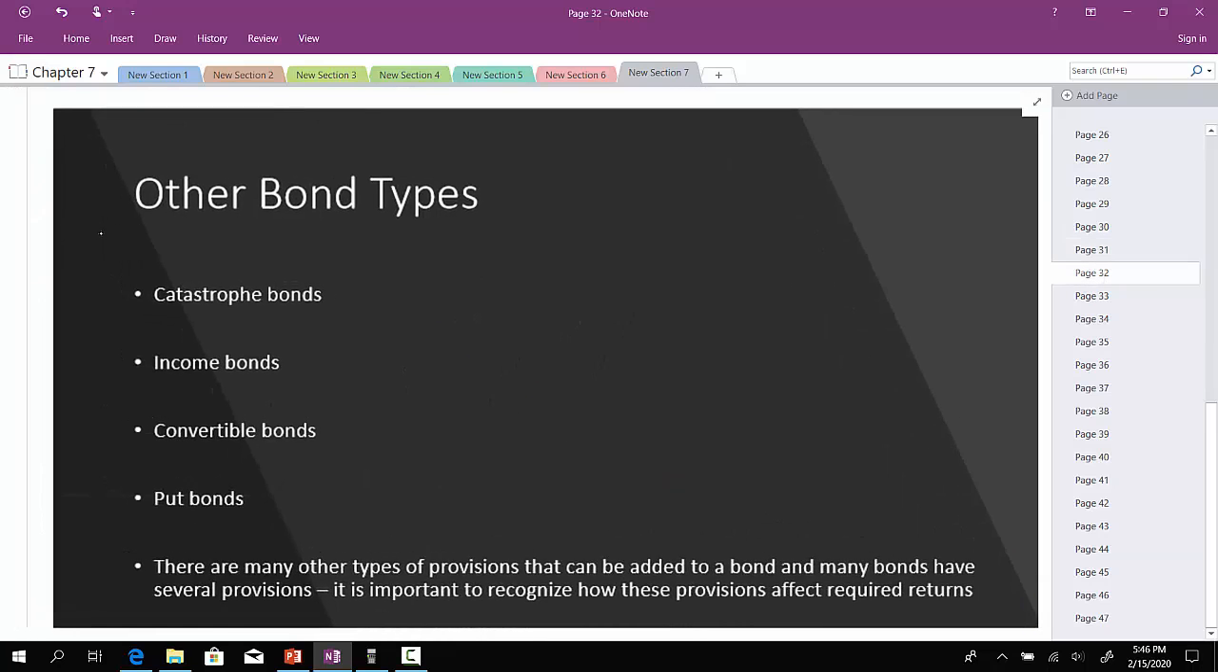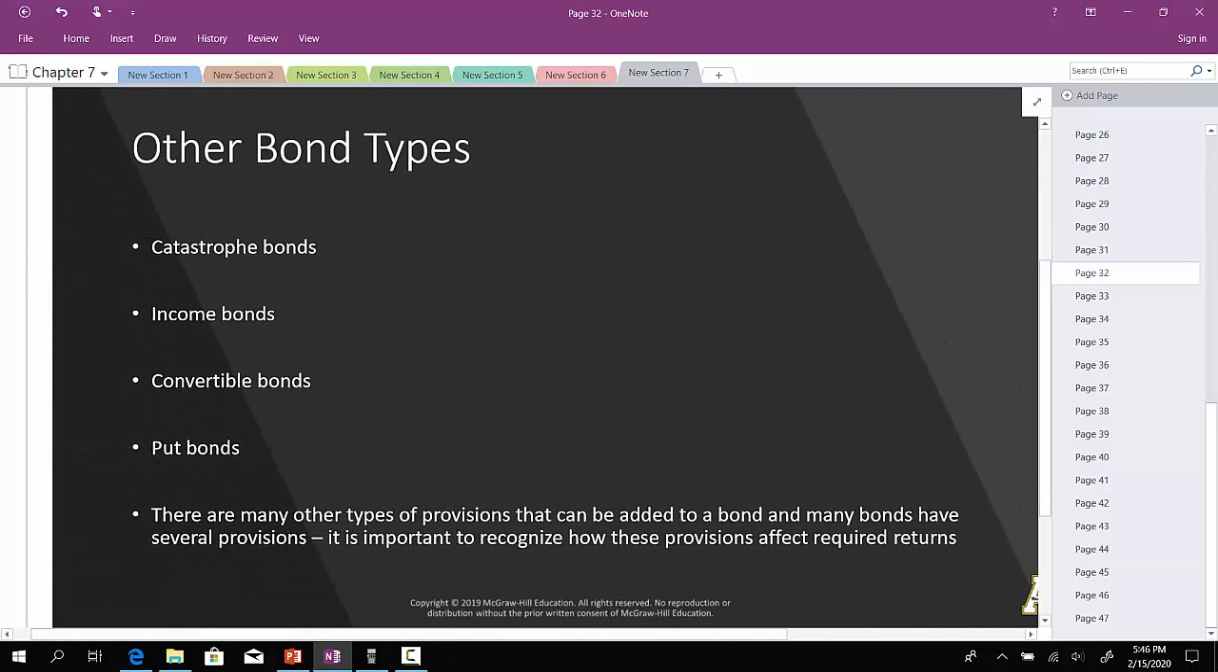You also have what are called catastrophe bonds. These are typically issued by insurance companies to raise capital in the event of a major catastrophe that they have to cover. For example, when Hurricane Andrew hit, I believe a lot of insurance companies issued catastrophe bonds to raise capital to cover payouts associated with the hurricane.